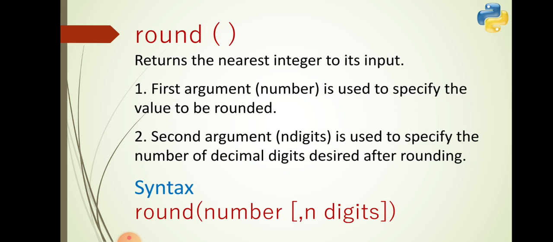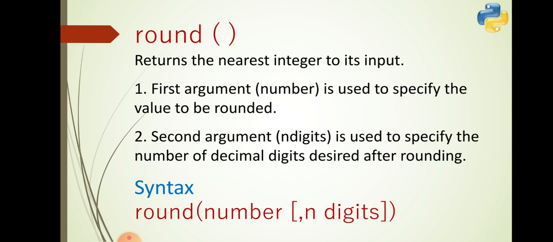Okay, so round, so it is used to round the value. Nearest integer value can be rounded up. Okay va, the first argument is used to specify the value to be rounded. The second argument is used to specify the number of decimal digits desired after rounding. Okay va, ரெண்டு ஃபார்மட்ல கொடுக்கணும்.